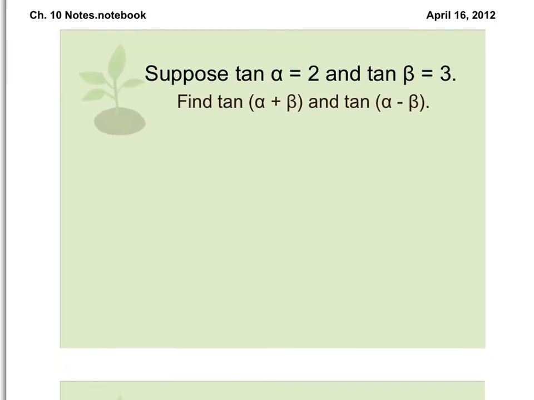Alright, so here we go. Let's say we got two angles, alpha and beta, just like we did in 10.1, and we want to find their sum and their difference. Okay, I'll show you their sum, I'll leave the difference for you to complete. It's incredibly similar.